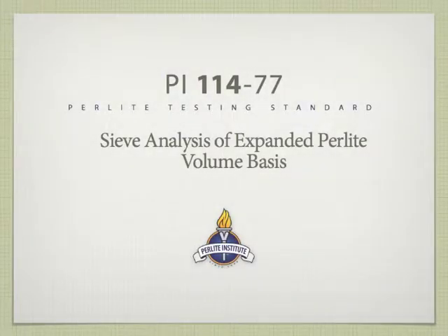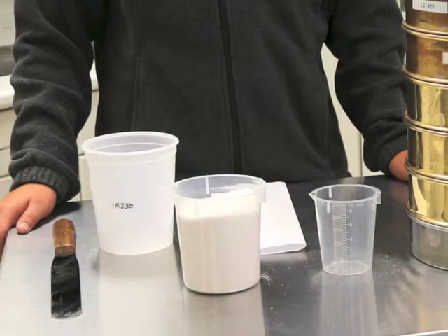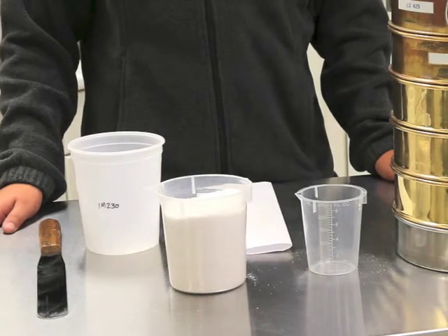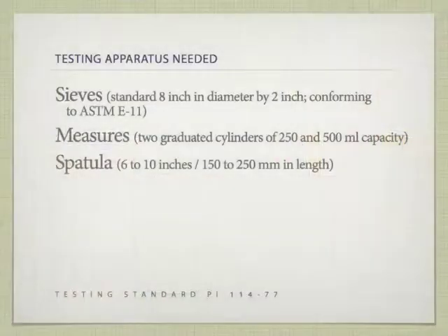This method covers the determination of the particle size distribution of expanded perlite on a volume basis. Sieves shall be standard 8-inch diameter by 2-inch high or standard metric equivalent conforming to ASTM E11. You'll need two graduated cylinders of 250 and 500 milliliter capacity and a spatula 6 to 10 inches or 150 to 250 millimeters in length.